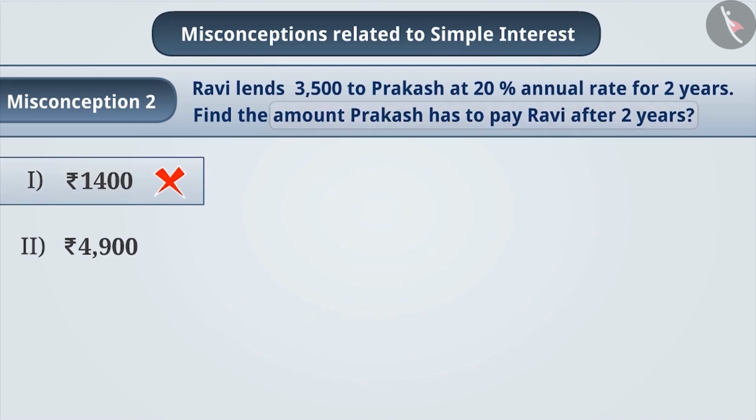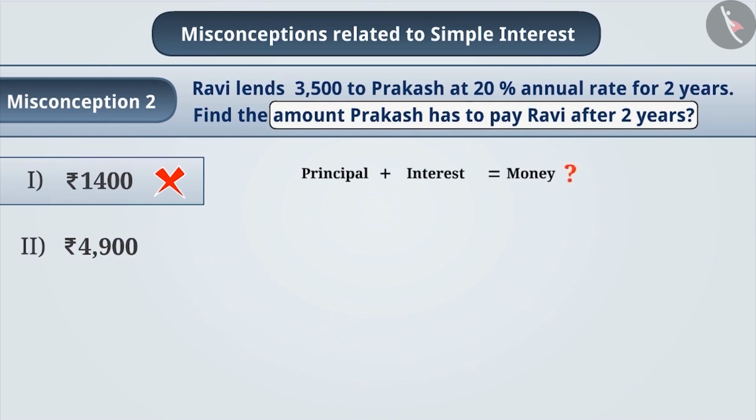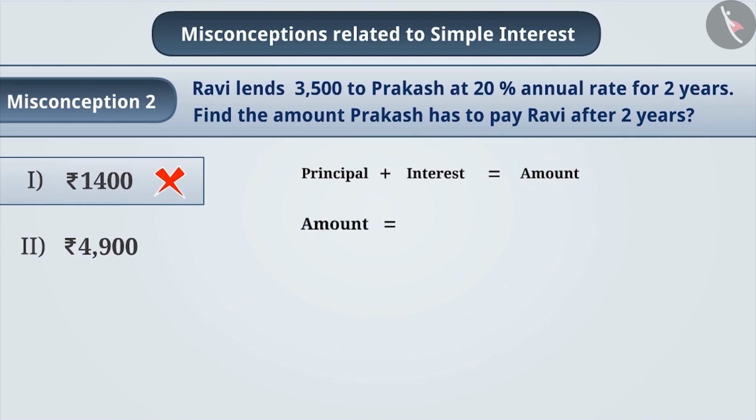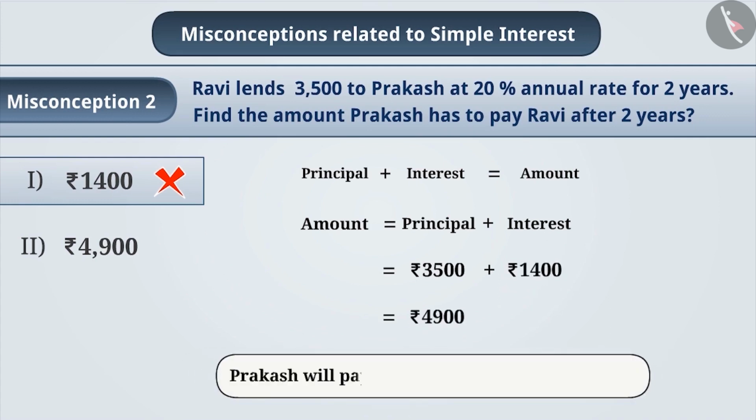Here, we have to find the total amount Prakash has to pay Ravi. To calculate this, we have to find the sum of principal and interest to be returned to Ravi. Since principal plus interest is equal to amount, we have to find amount in this example. Amount is equal to principal plus interest, which is equal to 3,500 plus 1,400, which is equal to rupees 4,900. Therefore, the correct answer is Prakash will pay rupees 4,900 to Ravi after 2 years. Thus, the correct answer is option 2.